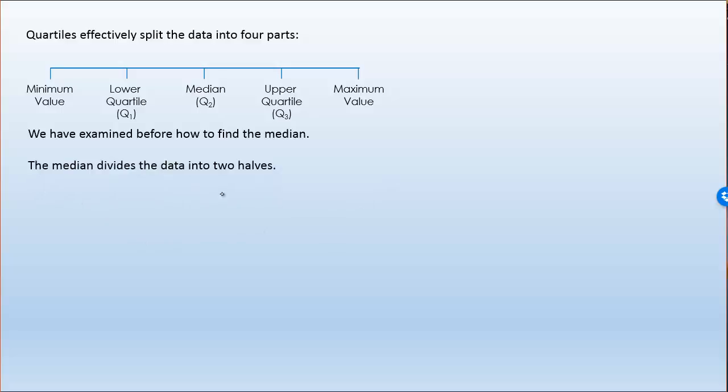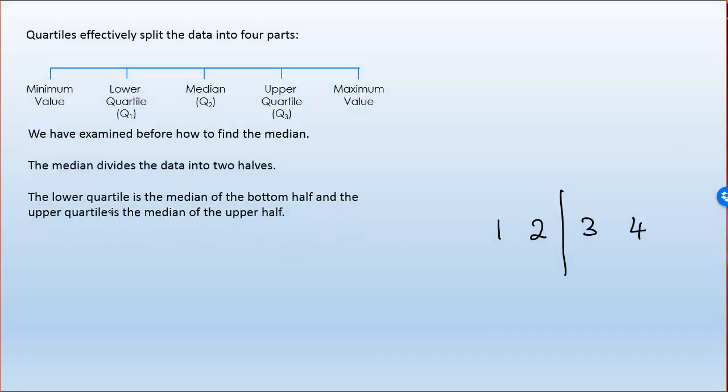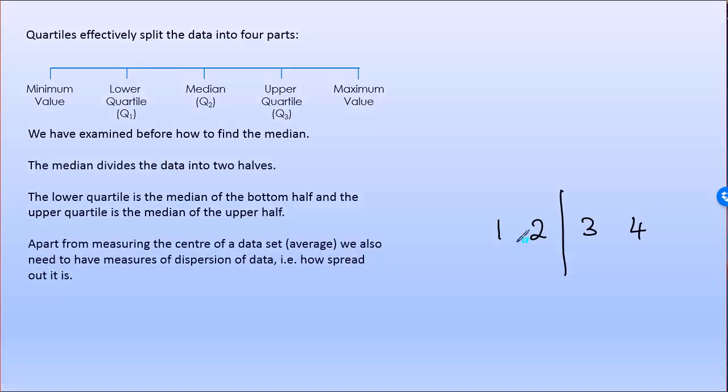The median divides the data into 2 halves. So if we just take a very small amount of data, such as 1, 2, 3, 4, the median is here, and we get 2 halves. So a lower list and an upper list, like so. The lower quartile is the median of the bottom half, and the upper quartile is the median of the upper half. In other words, just in this gap here would be the lower quartile, and in this gap here would be the upper quartile.